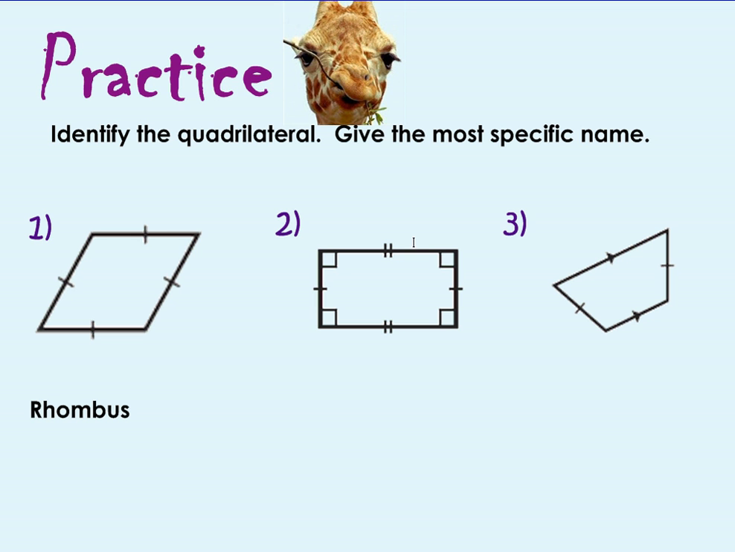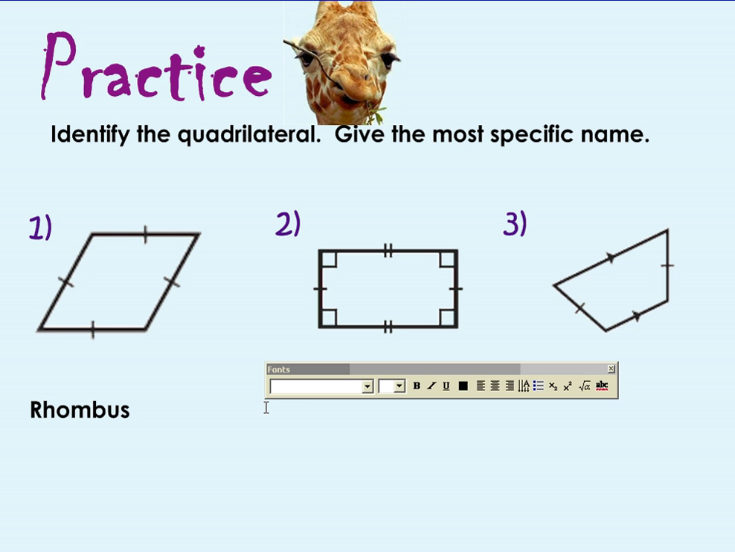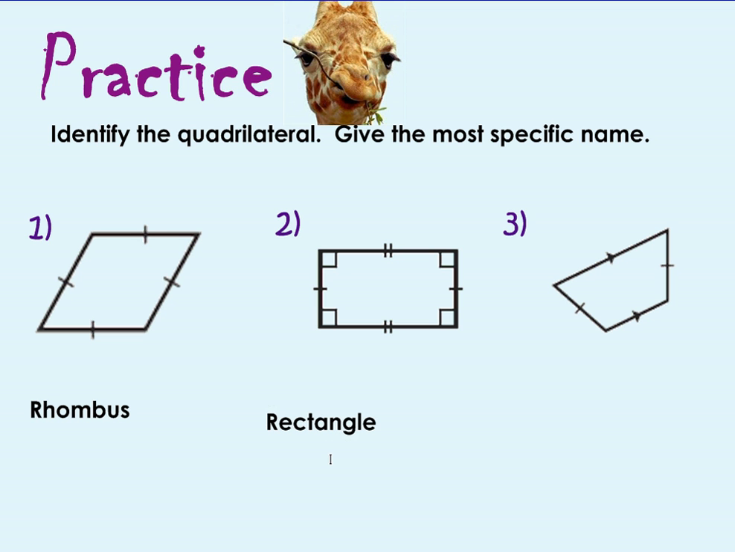All right, for the second one, we see that we have a pair of opposite sides that are congruent, as well as the other pair of opposite sides that are congruent, and we also see that it has 4 right angles. Looking back here, kites have consecutive sides that are congruent, but no opposite sides are congruent. And isosceles trapezoids have a pair of opposite sides that are congruent, but that's it. So we're looking at a parallelogram based off of both opposite sides being congruent. But then, seeing that we have 4 right angles, that means that we're looking at a rectangle. And so for the second one, we can go ahead and say that that's a rectangle.